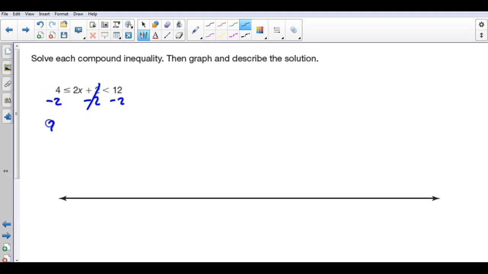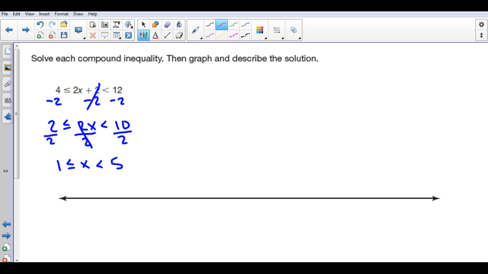So 4 minus 2 is 2. Bring down the inequality. Bring down my 2x. Bring down the inequality. 12 minus 2 is 10. So that's my first step. And then my second step to get x by itself will be to divide everything by 2. So 2 divided by 2 means I have 1 is less than or equal to x, which is less than 10 divided by 2 is 5.